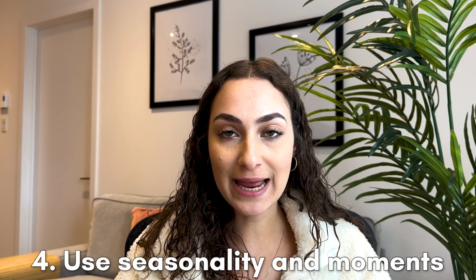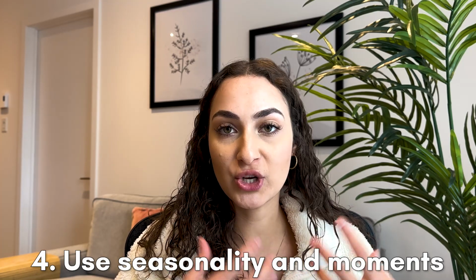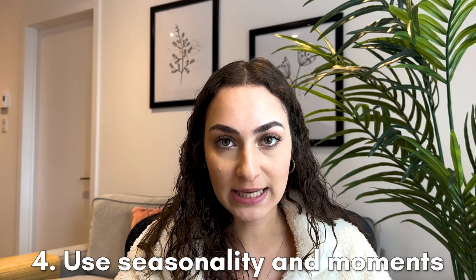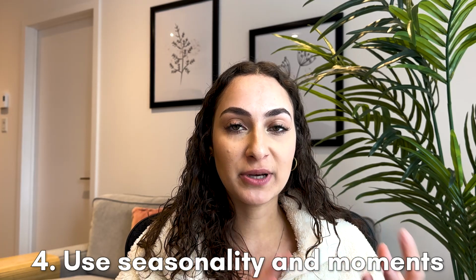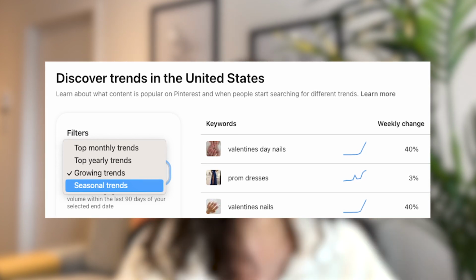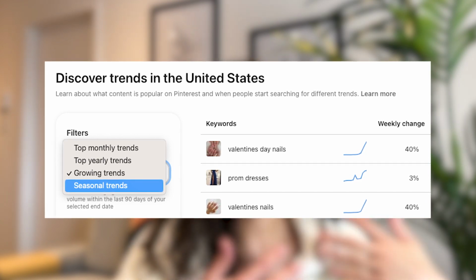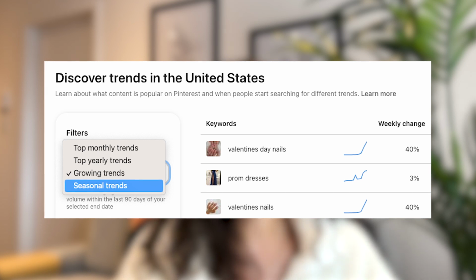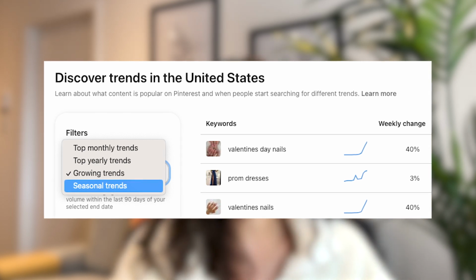Step number 4 would be to incorporate seasonality and Pinterest moments within your creative ad strategy for your Pinterest ads. The reason why you want to do this is because Pinterest is so moment focused most of the year that if you miss out on a very important moment for your brand or your niche, you actually don't give your ads their best chances of performing.